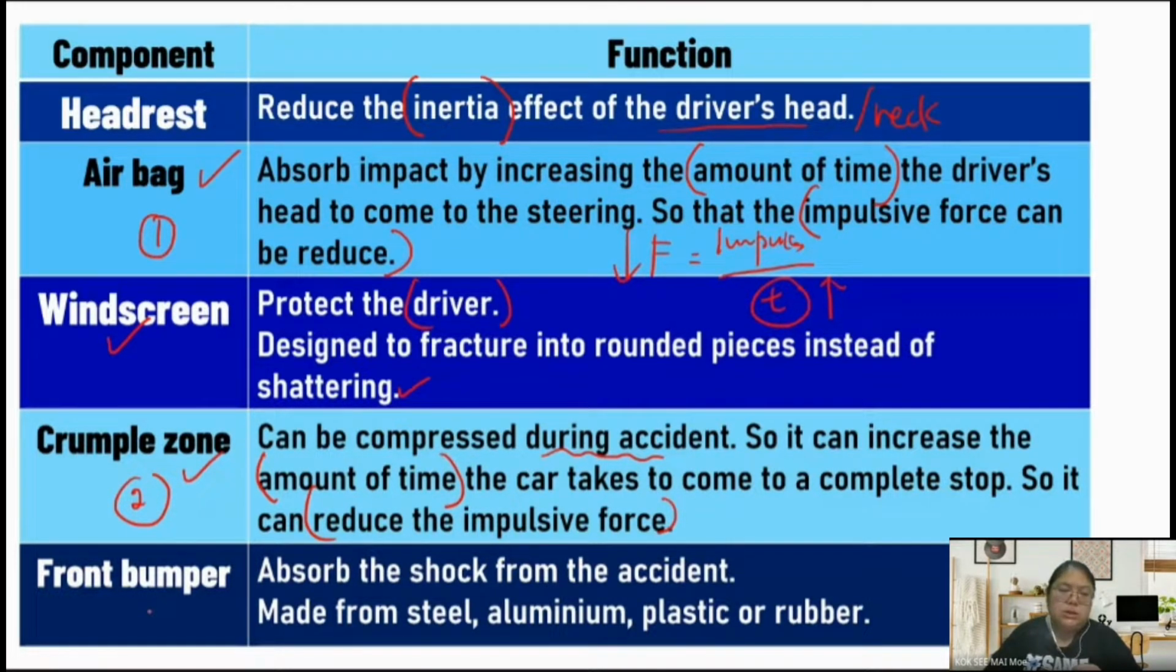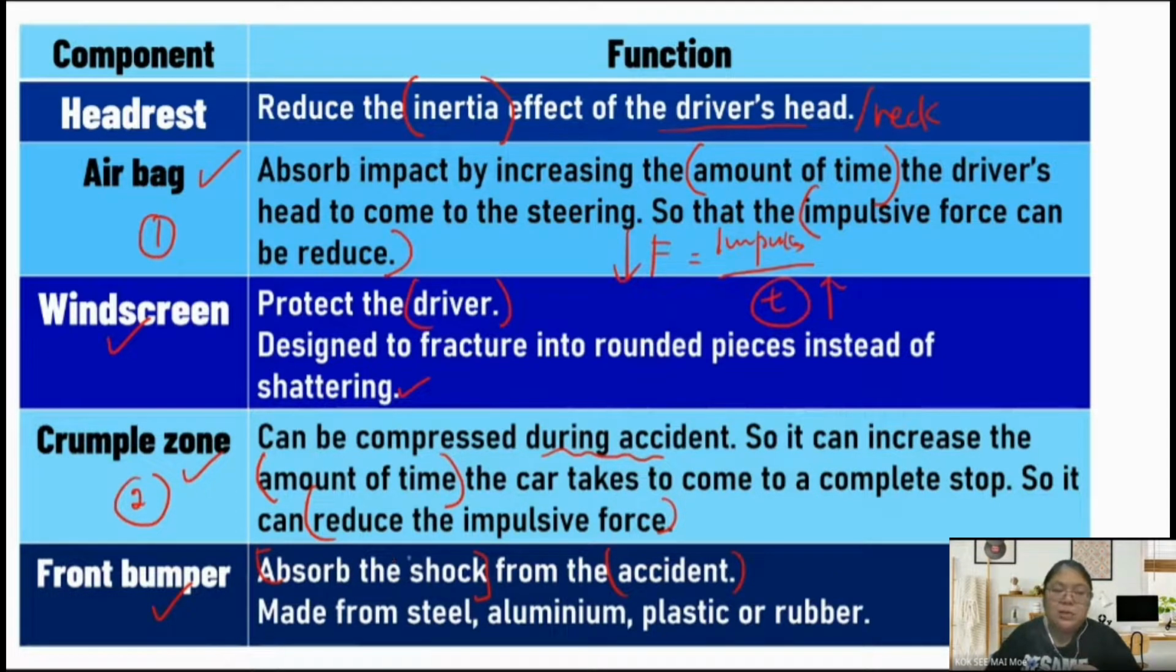Okay, bumper, the front bumper or also the back bumper. This one is talking about absorbing the shock from the accident. Although it is a little bit like impulsive force, from here we don't put in the impulsive force. It's straightforward: they absorb the shock.